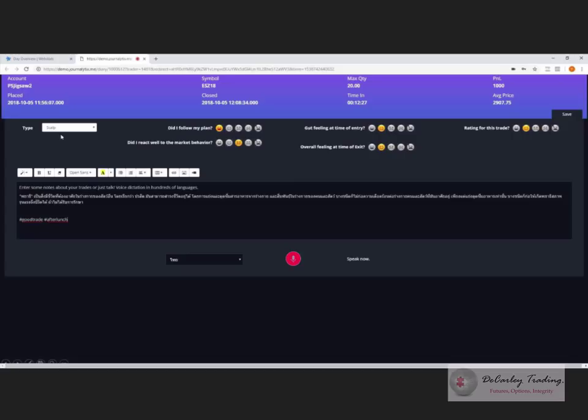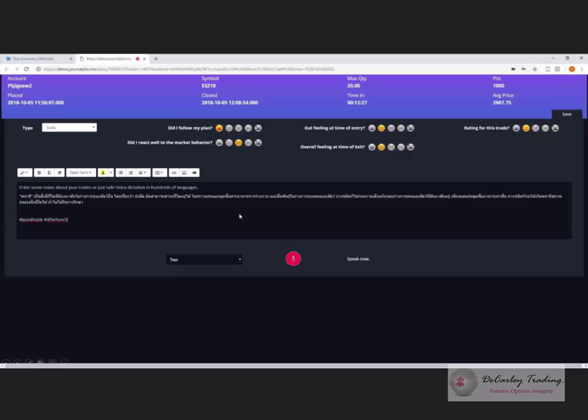Then we have emotional states. These are going to be customizable over the next week or so, but basically give you 5 categories to describe how you felt during a trade. Did you follow your plan? Did you react well to market behavior? What was your gut feeling at the time of entry? Again, it's all optional. And then we've got notes.